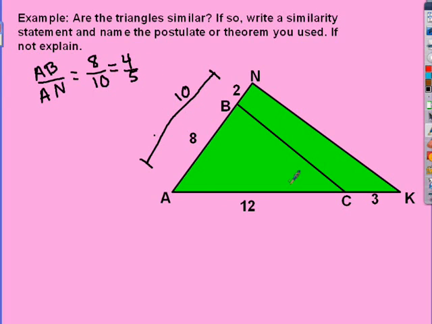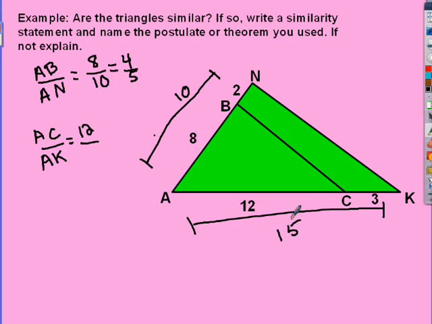Let's see if that's proportional to the other side, if it has the same ratio. So AC corresponds with the large triangle, AK. So here I get 12, and I'm going to have to do the same thing. I'm going to have to add together, and I get 15 here. So what goes into both? It looks like 3. 12 divided by 3 is 4. 15 divided by 3 is 5. Oh, good. So I have the same similarity ratio, 4/5, 4/5. So that tells me that those sides are proportional.